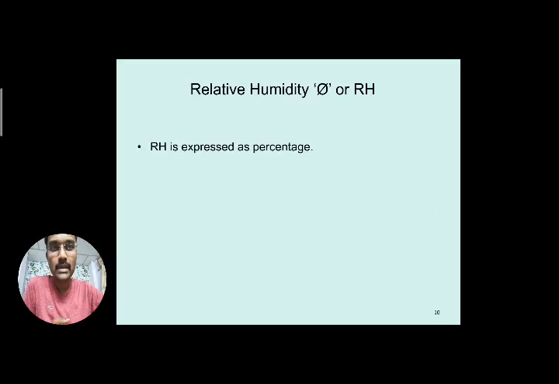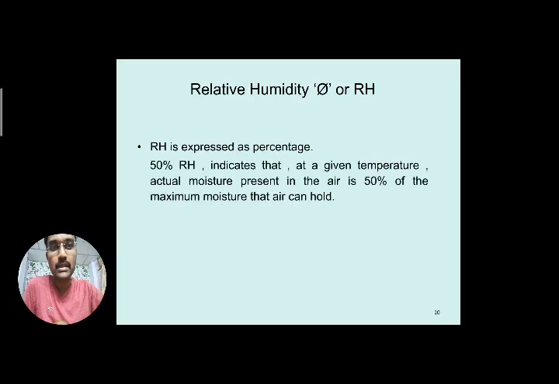Okay, PV by PS, and mostly they are expressed as percentage. It is denoted by phi or RH, but they are expressed as percentage, like 60%, 70%, 80%. These values will vary depending on the season, like winter season or summer season.